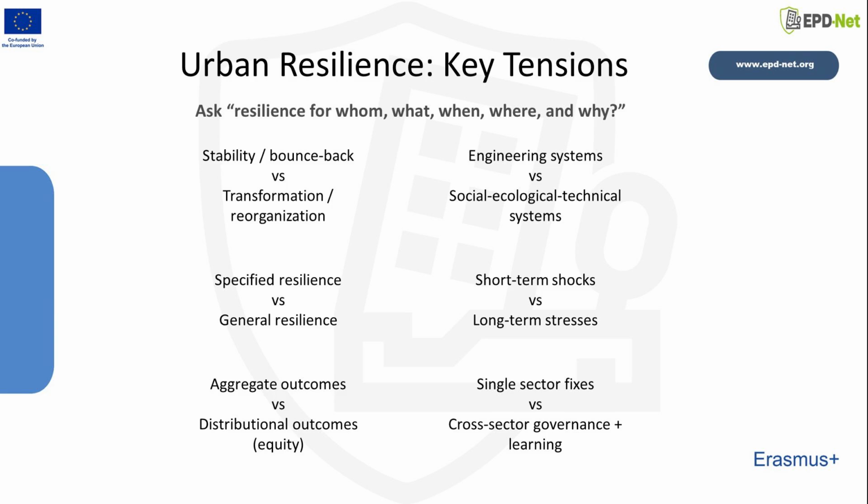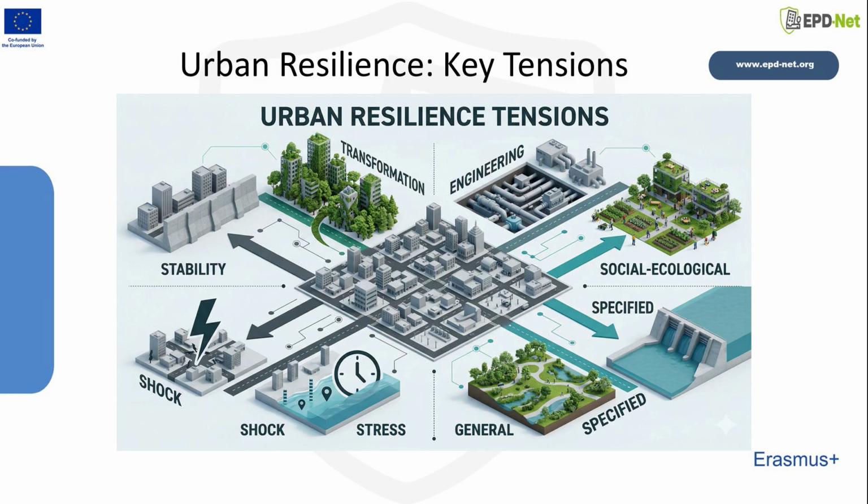outcomes or ecological harm. There is also a tension between specified resilience, which focuses on resilience to a defined hazard, and general resilience, which concerns wider adaptability to unforeseen disturbances. Finally, there is the tension between short-term shocks and long-term stresses. Good planning requires making these assumptions explicit, because different definitions lead to different metrics, priorities, and strategy choices.